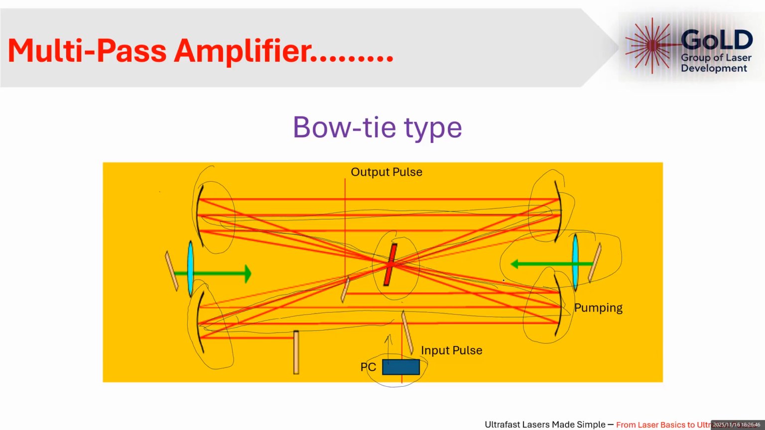The amplifier is an essential part of ultrafast lasers. The first one was a ring, and this is a multipass amplifier.